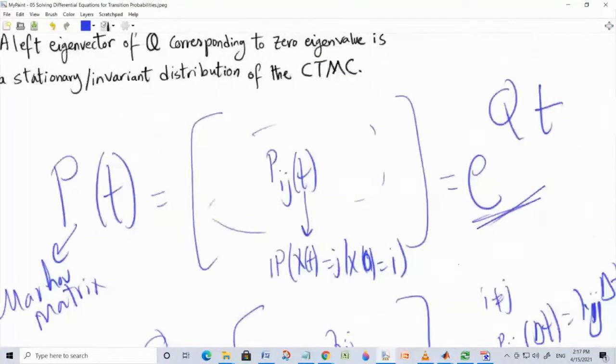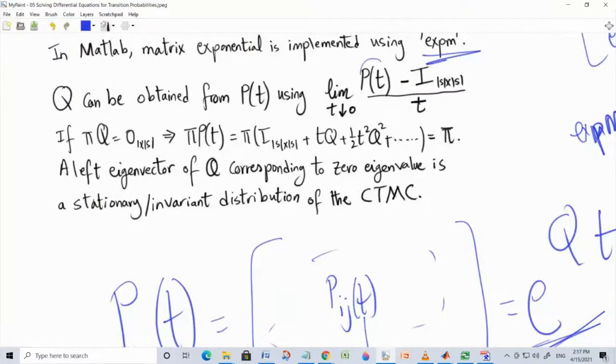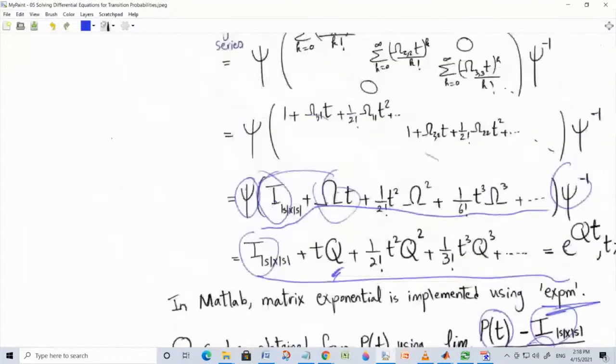So if you have Q, this is how you obtain P of t. But sometimes I will give you P of t and you need to obtain Q from it. In that case, you can do it in a number of ways. One nice way is to take P of t minus I over t, and take the limit as t goes down to 0. This will give you the matrix Q. The reason for this is as follows: if you take P of t minus identity and then divide by t, what do you have?